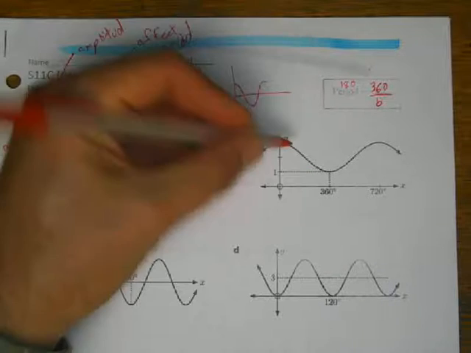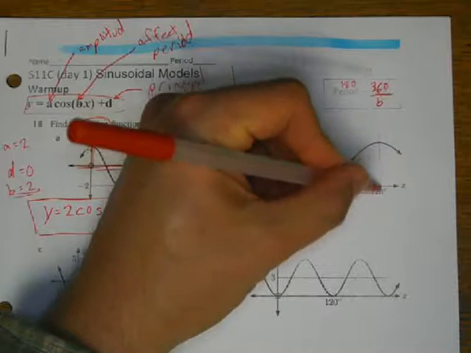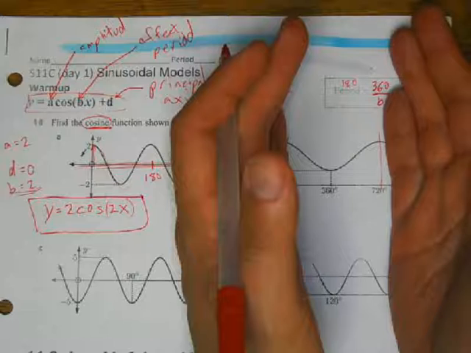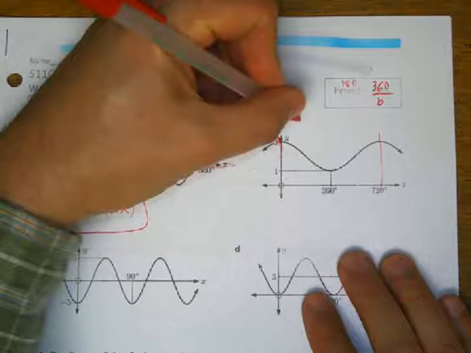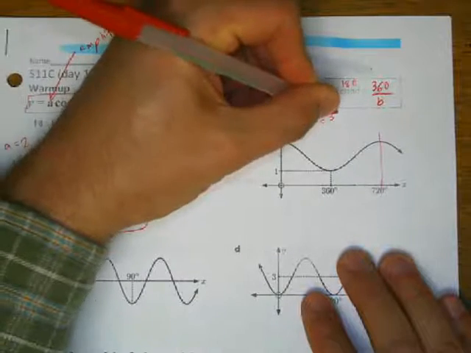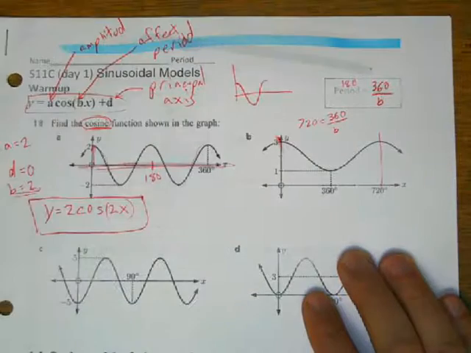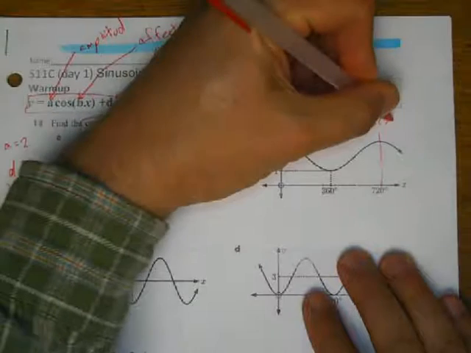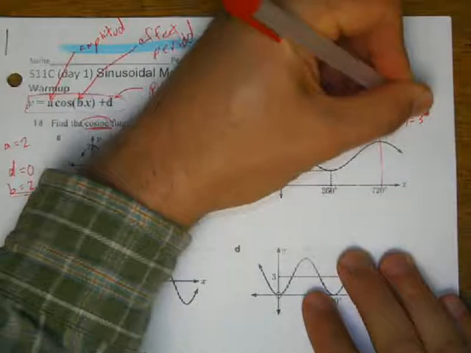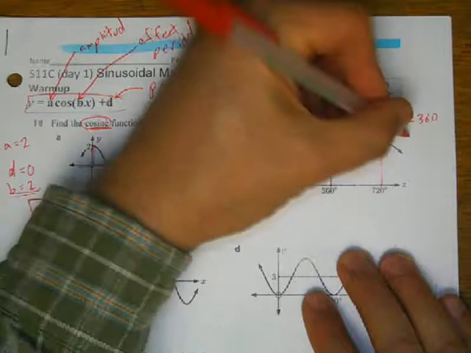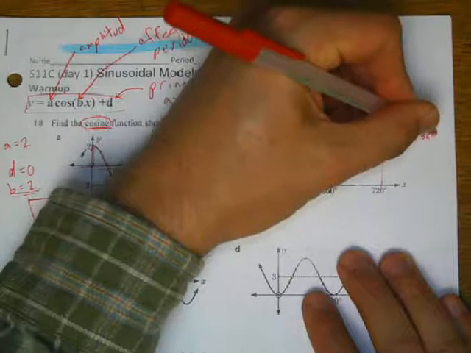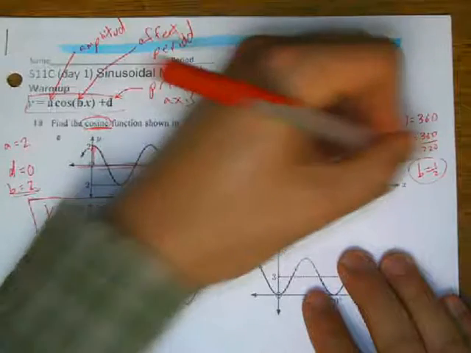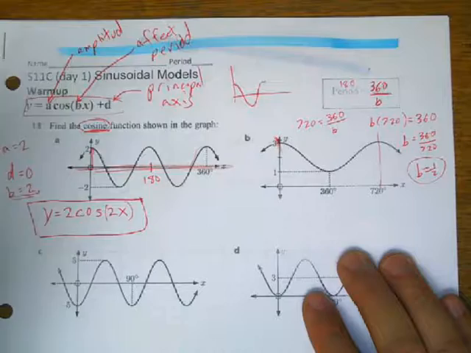Okay, so now this one's stretched out. The full period is from 0 to 720. So if I've got 720 equals 360 divided by b, then I could say b times 720 equals 360, and divide 720 on both sides. B equals 360 divided by 720. B equals 1/2. Okay, you may want to hit pause and think about that for a second.